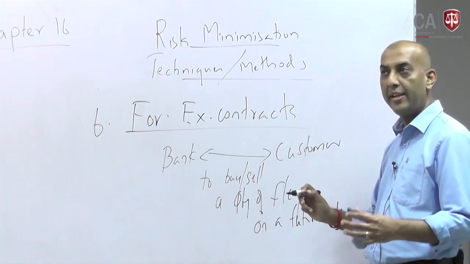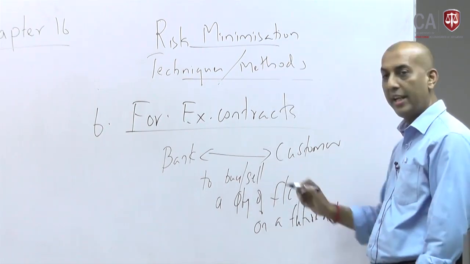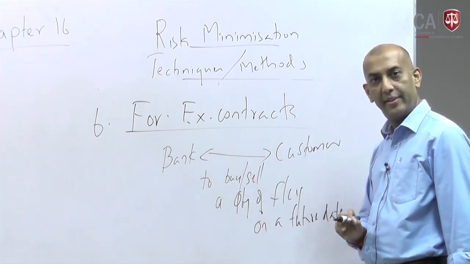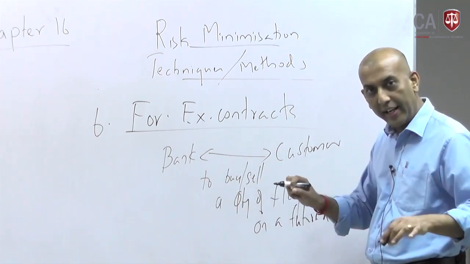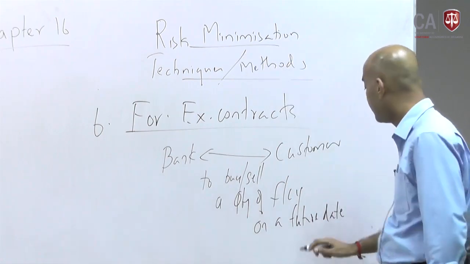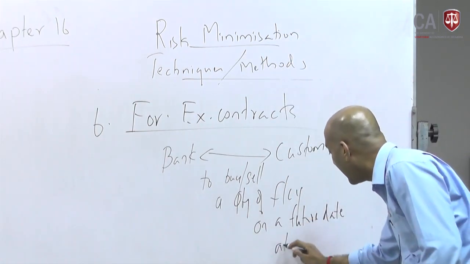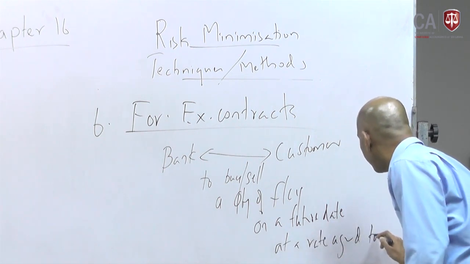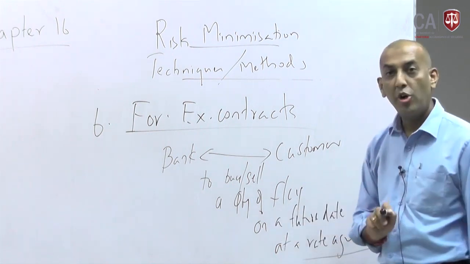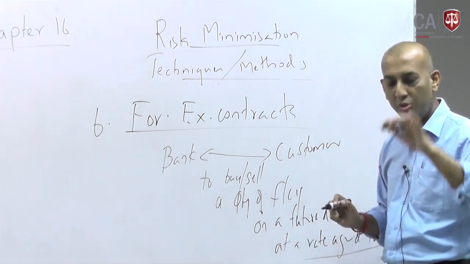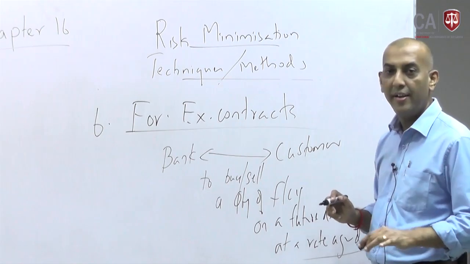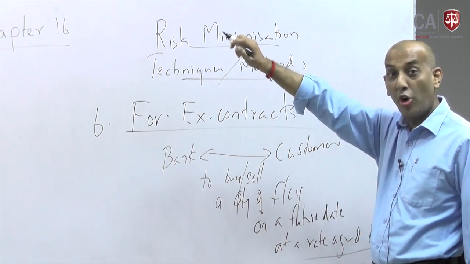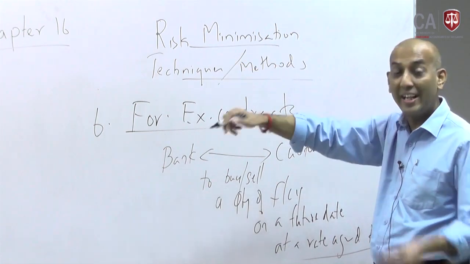They will agree, saying the customer will say, I will buy $100,000 in 3 months' time from the bank. Today he is agreeing to buy in 3 months' time, on a future date, at a rate agreed today. You are going to do the transaction in 3 months' time, but the rate at which you are going to do it is agreed today.